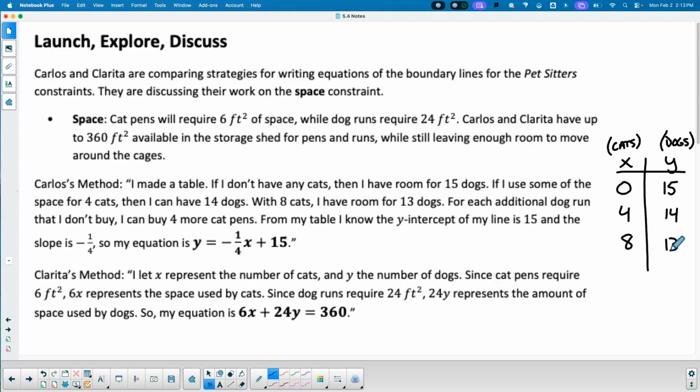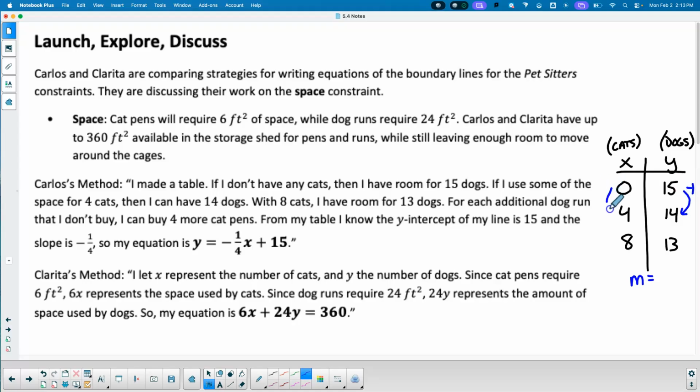So Carlos came up with an equation by graphing some points that worked for his spatialness. Then he figured out the rate of change, which is also the slope. The rate of change, remember, is the change in the y's. What is that change in y for consecutive terms in our table? Negative 1, because it's going down 1. Yep.